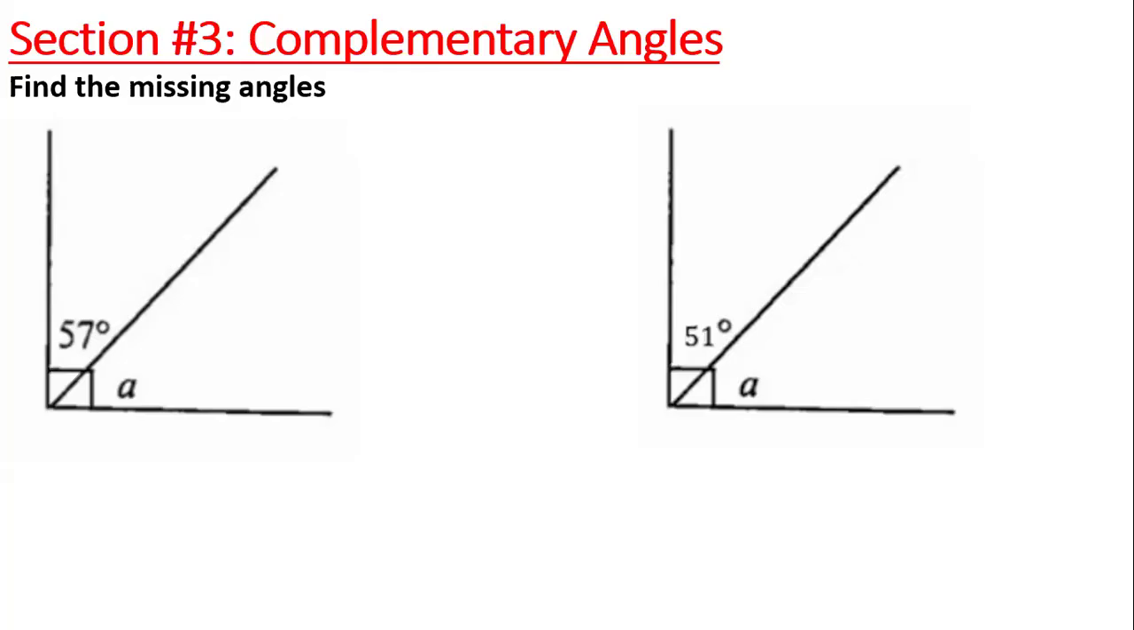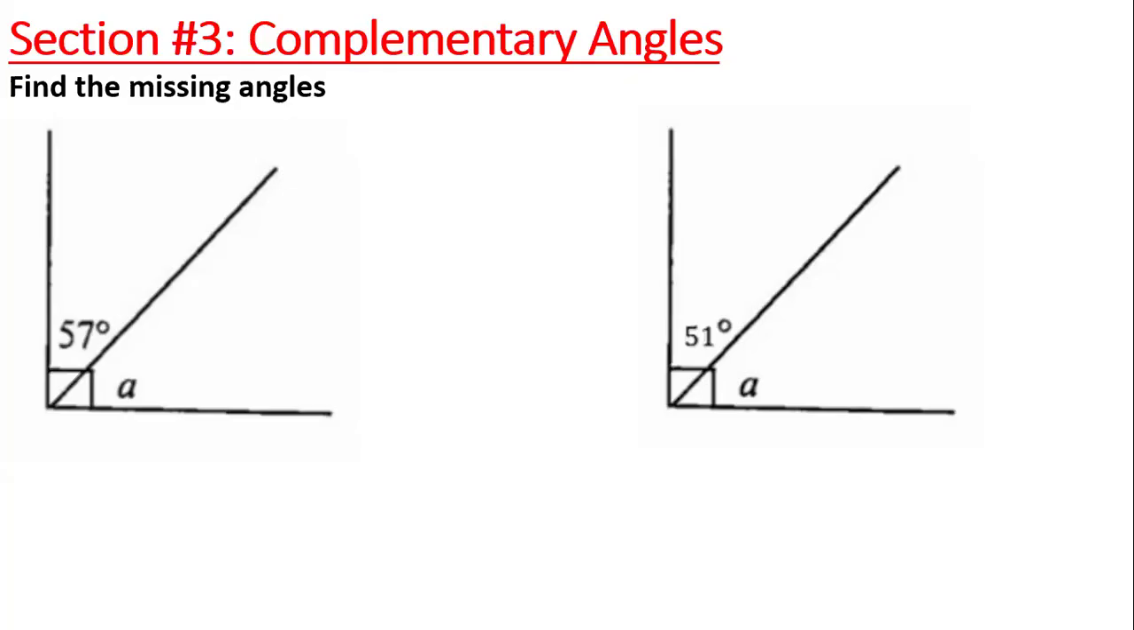So for the first one, we have to subtract 57 from 90. You say 180? No, 90. Why are you using 90? Because it's a right angle. A right angle, you want to use 90? Do we agree with him? He said you want to use 90 degrees. Yes, sir. 90-degree angle.